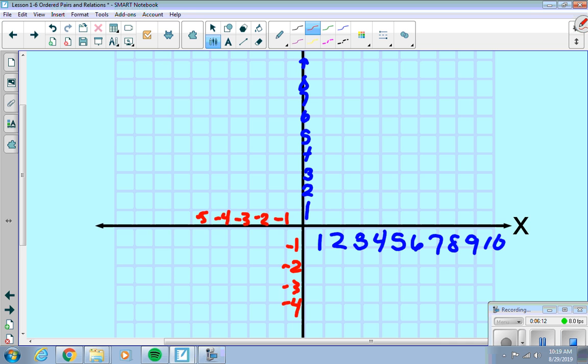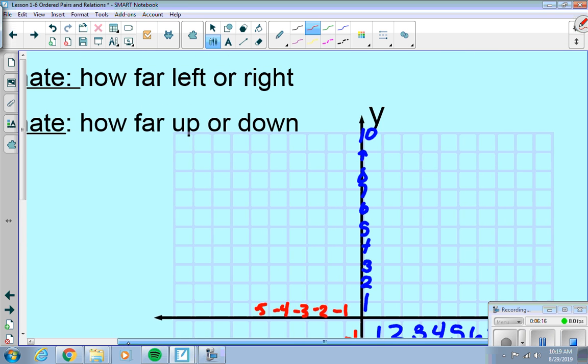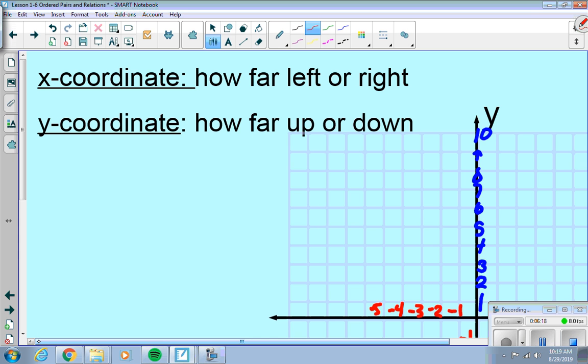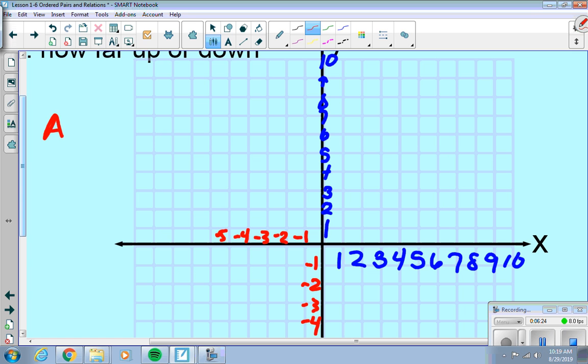Now this is where this part comes in. X is how far left or right, Y is up or down. So let's plot some points on here. I'm just going to make A, and we're going to make it (1, 4). So how am I going to plot this point on here? What am I going to do first? Anybody remember?